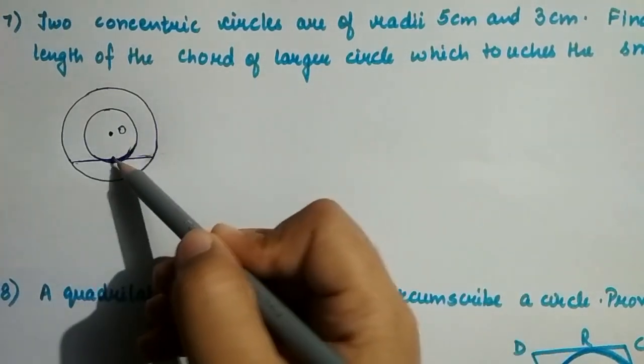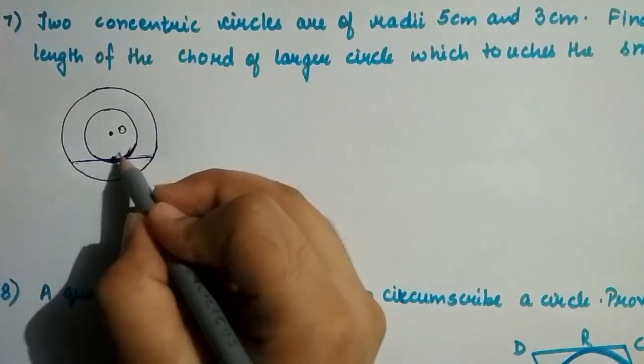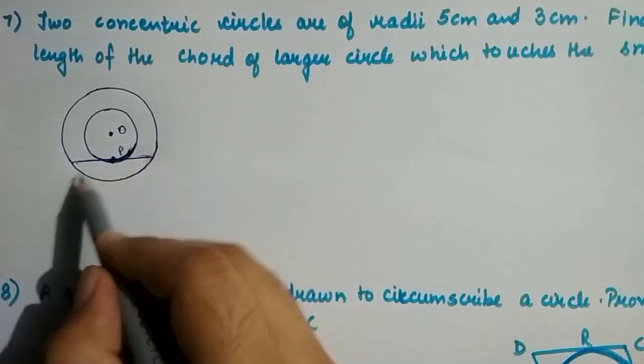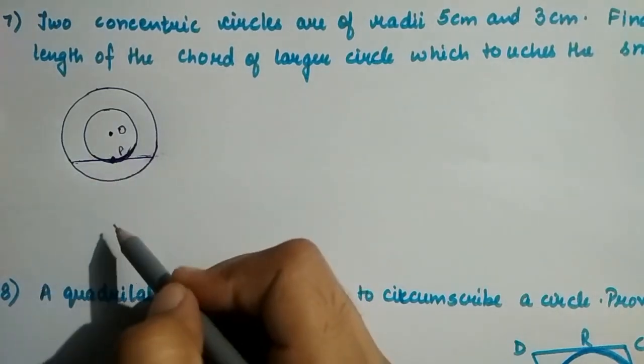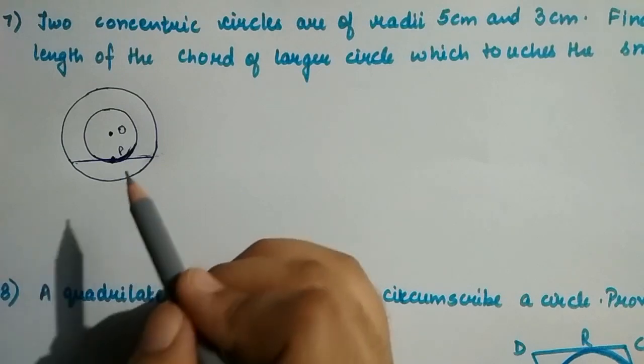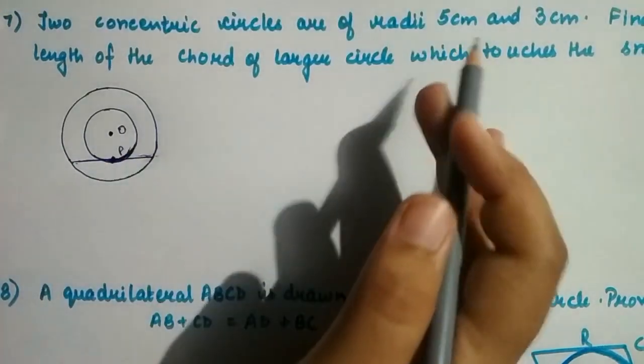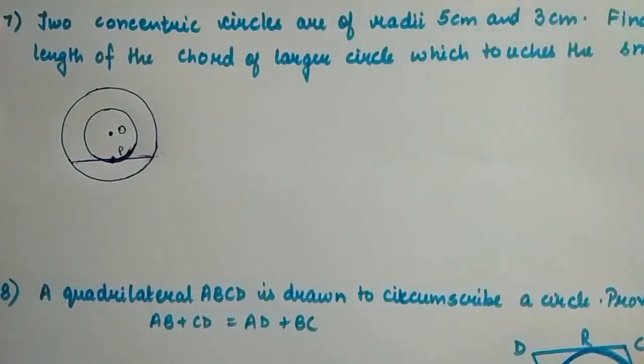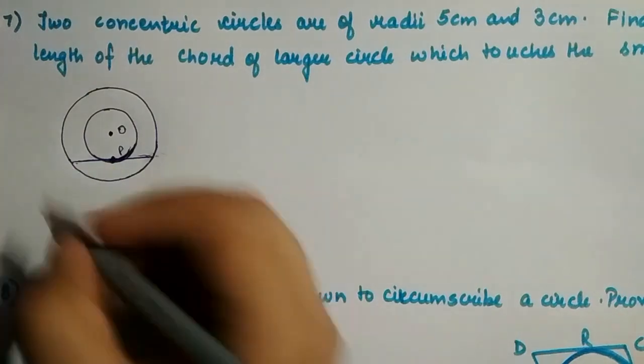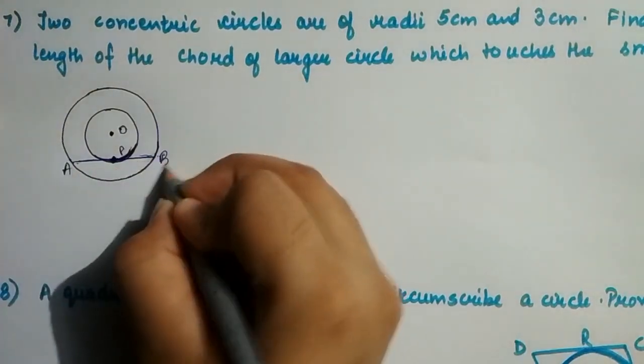It touches the smaller circle at only one point. Let this point be P. So this would be the tangent of the smaller circle and chord of the larger circle, and the radii of both the circles are given to us. What we have to find is the length of this chord. Let this chord be AB.